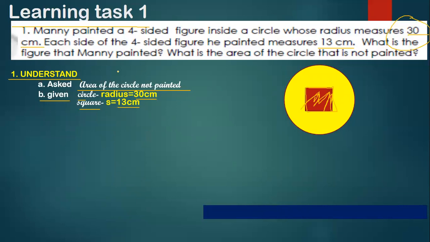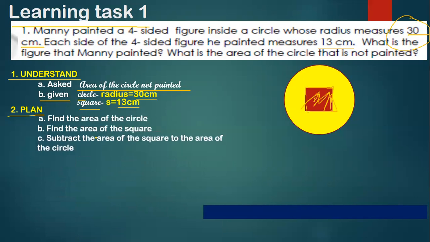So ngayon, after understanding, the next thing that you have to do is you have to plan. Pagplanuhan, ano ba ang gagawin natin? Okay? Ang tinatanong ay yung area na hindi napintahan. Okay? So ang gagawin natin dito, kuhanin natin ang area ng circle. Okay? So yun ang unang gagawin. Find the area of the circle. Okay? Pangalawa, kuhanin din natin ang area ng square. Okay? Nakuha natin ang area ng circle at ang area ng square. Okay. Pagkatapos, ang susunod na gagawin, you have to subtract the area of the square to the area of the circle. Okay? So ibabawas mo tong area ng nasa loob na yan, nasa square na yan, para malaman natin kung ilan yung hindi napintahan. Kung ano ang area na hindi napintahan. Okay. So ganun ang gagawin natin.